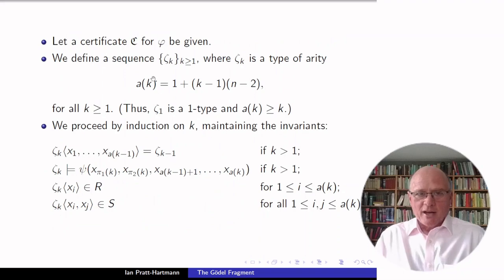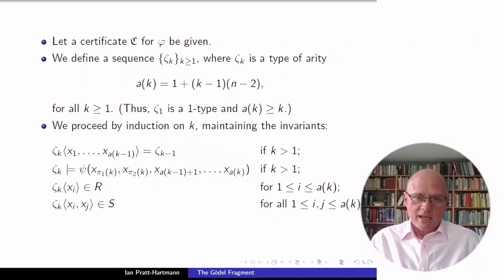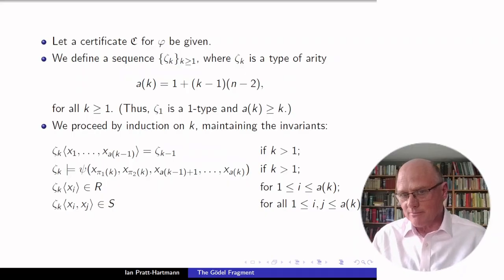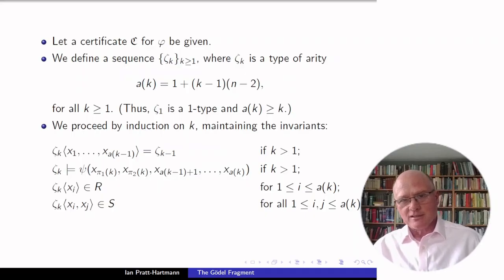Now, suppose that we have a certificate for phi. How do we define a model? The way we're going to define a model is by taking a sequence of k-types, where k is a positive integer. So there'll be a 1-type, a 2-type, a 3-type, a 4-type, and this will go on forever. So an infinite series of k-types.